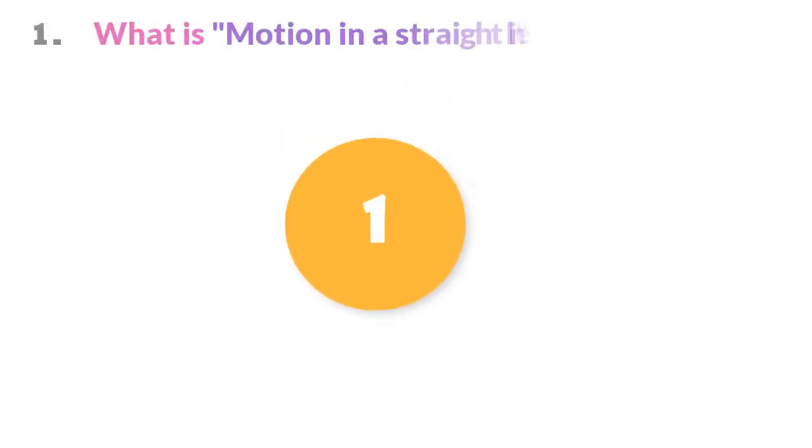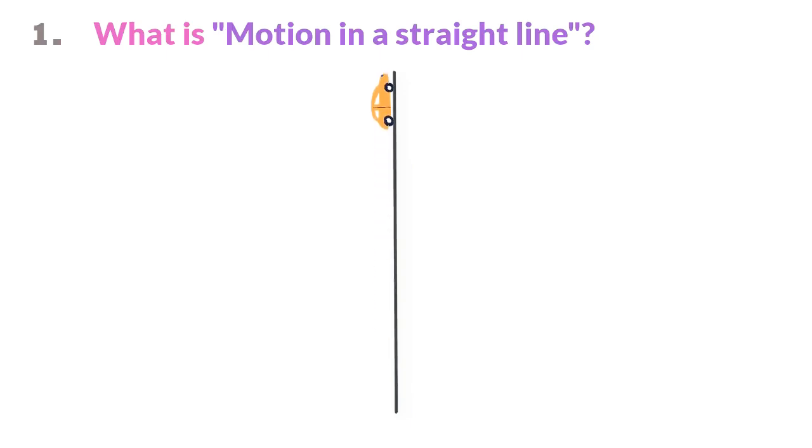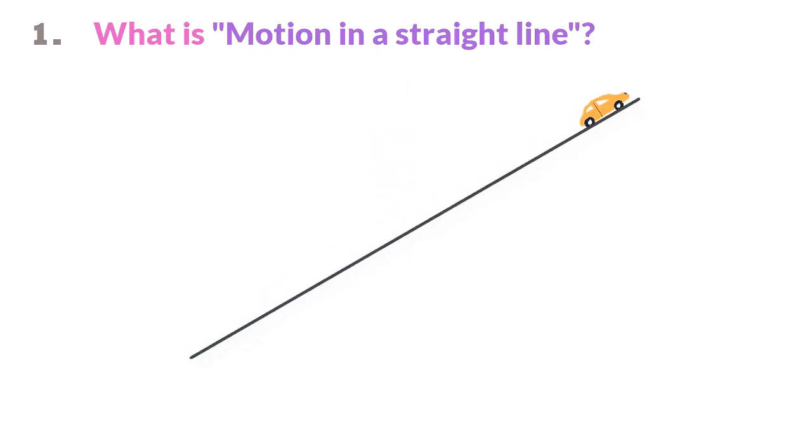can benefit from it. Number one is, what is motion in a straight line? Well, motion in a straight line does not necessarily mean horizontal straight line motion. It can also be vertical or slanted. It'll be termed straight line motion as long as the object moves in two directions only in a straight line.